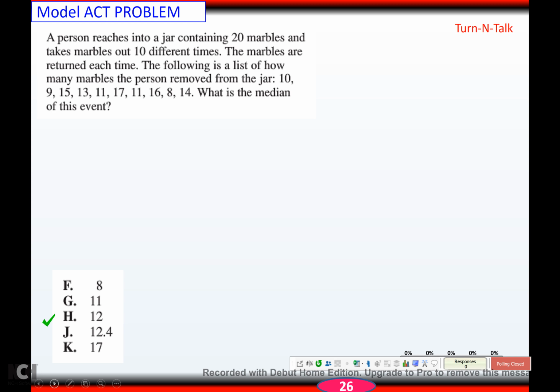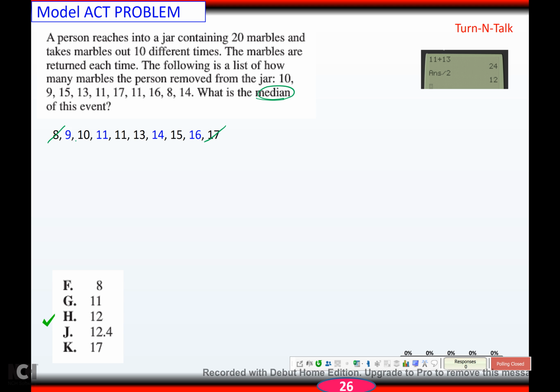A person reaches into a jar containing 20 marbles and takes marbles out 10 different times. The marbles are returned each time. The following is a list of how many marbles the person removed from the jar. 10, 9, and so on. What is the median? Median means I need to line them up and find the middle. It's a tie between 11 and 13. So you add them up and divide by 2, and you get 12.